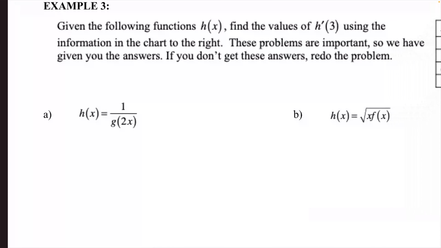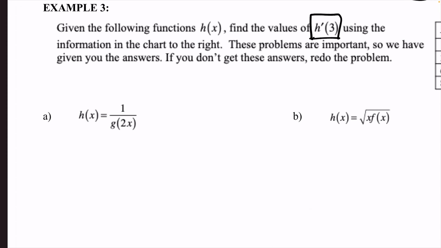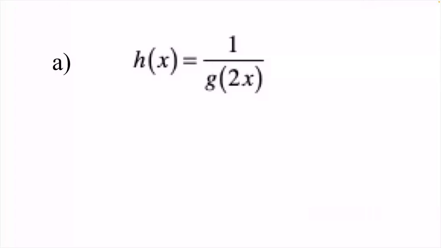Because they want me to find h prime of 3. Well, to do that, I have to find the derivative first. How do I find the derivative of that guy? There's a couple different ways to do it. What's the most obvious way? Quotient rule, for sure. Is that the only way?